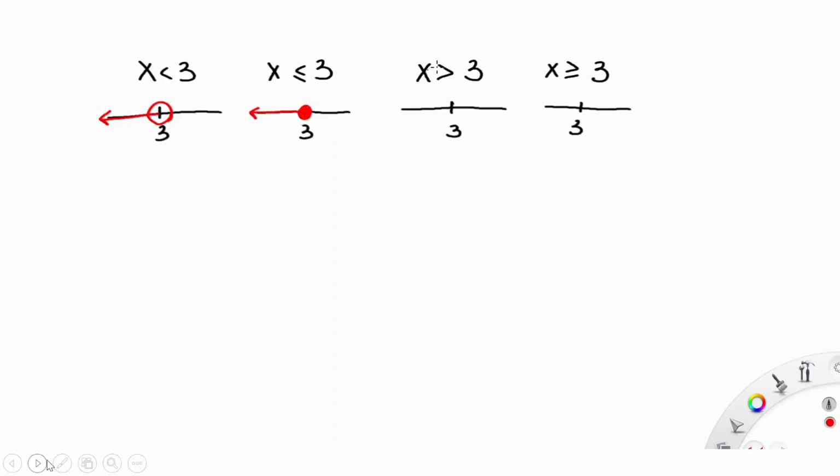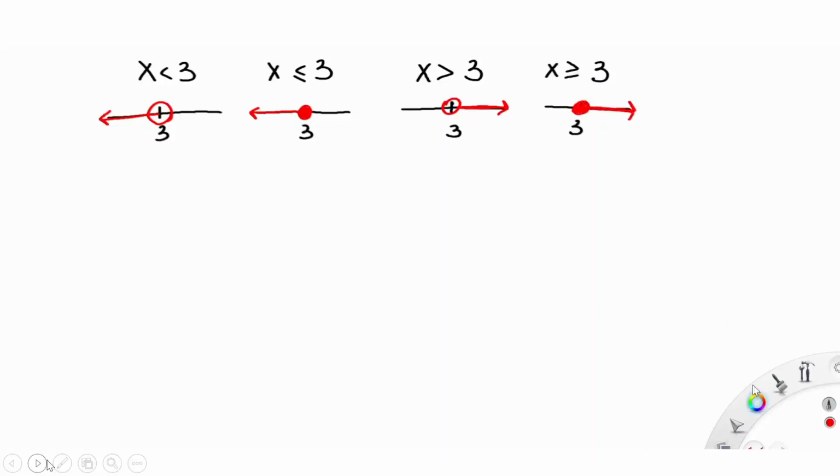Here, x is greater than 3, but not including 3. So open circle and all the numbers that are greater than 3. X is greater than or equal to 3. So all the numbers, including 3, that are greater than 3.